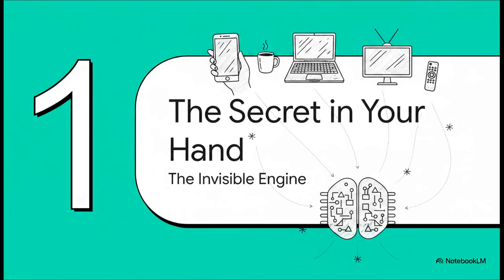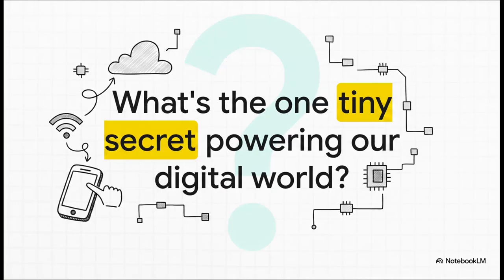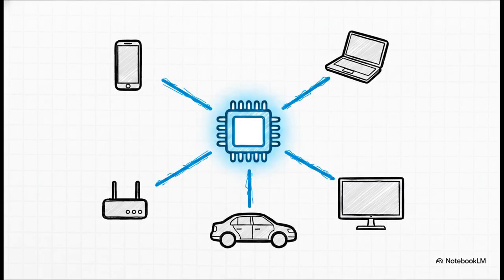Just take a second and look around you. The tech in your hand, on your desk, in your living room. Every single piece of modern electronics runs on the exact same invisible engine. So what is it? What's this one tiny component that makes everything, from scrolling social media to streaming a movie, even possible? And here's the wild part. It is absolutely everywhere. We're talking your phone, your computer, your TV, your car, pretty much any device that connects to the internet. They all share the same fundamental building block.